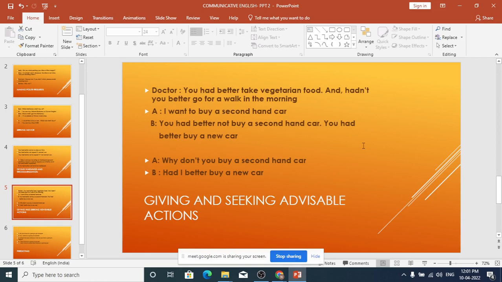Here we are using had better. Using had better, you can give some advice or advisable actions. Okay. Can anybody make a sentence using had better? Yes, sir. You had better not take junk foods. Yeah, you had better not take junk food. Very good. Who is this girl? Tejaswini, sir. Very good. I think you have really thought about it. Anybody else? One more try.